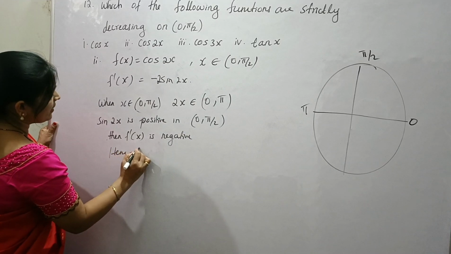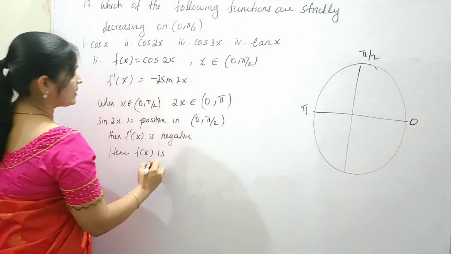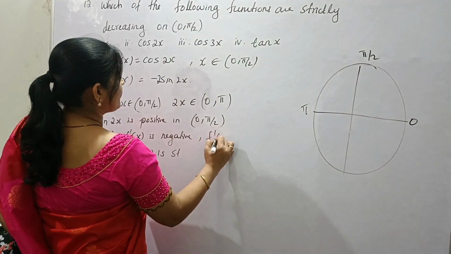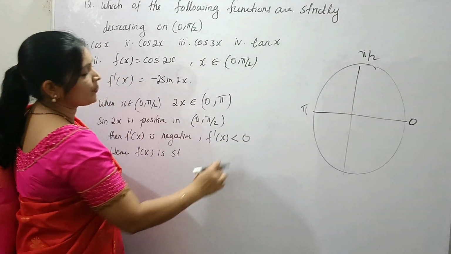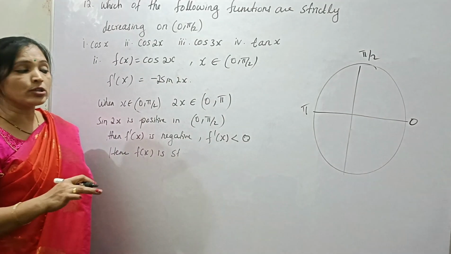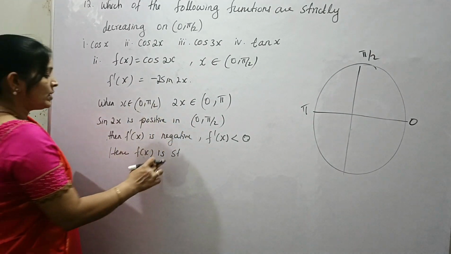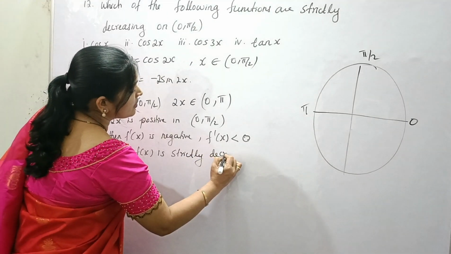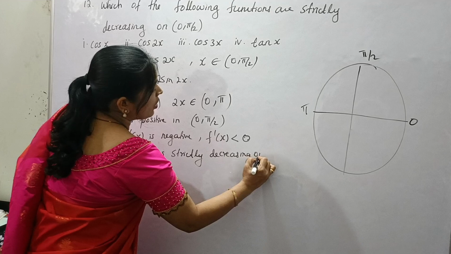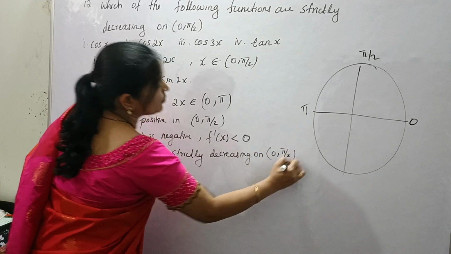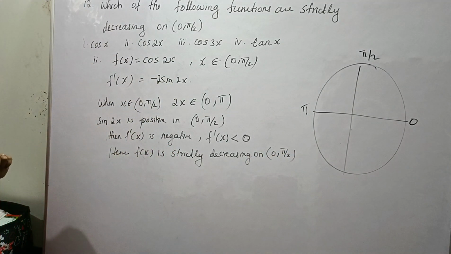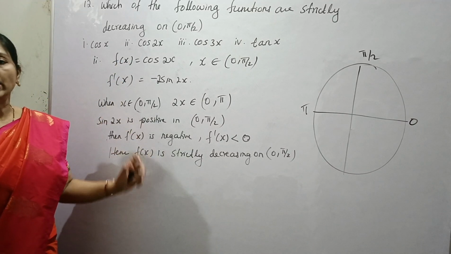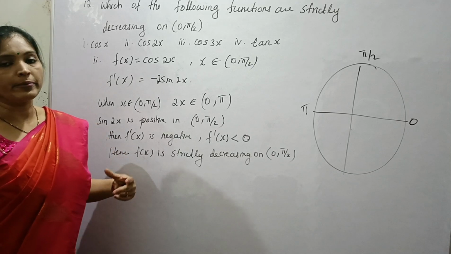Hence, f of x is strictly decreasing. Or we can write f dash of x is less than 0, not less than or equal to 0, since it is an open interval. So f of x is strictly decreasing on 0 to pi by 2. Therefore, the function f of x equal to cos 2x is strictly decreasing on the interval 0 to pi by 2.